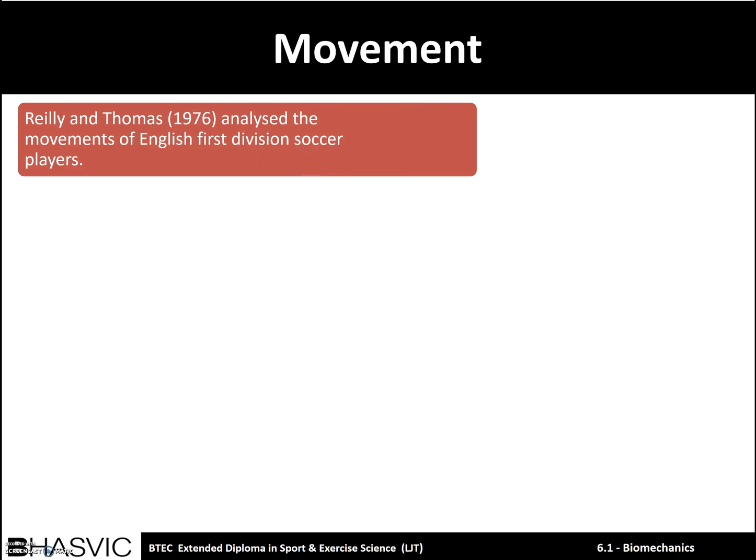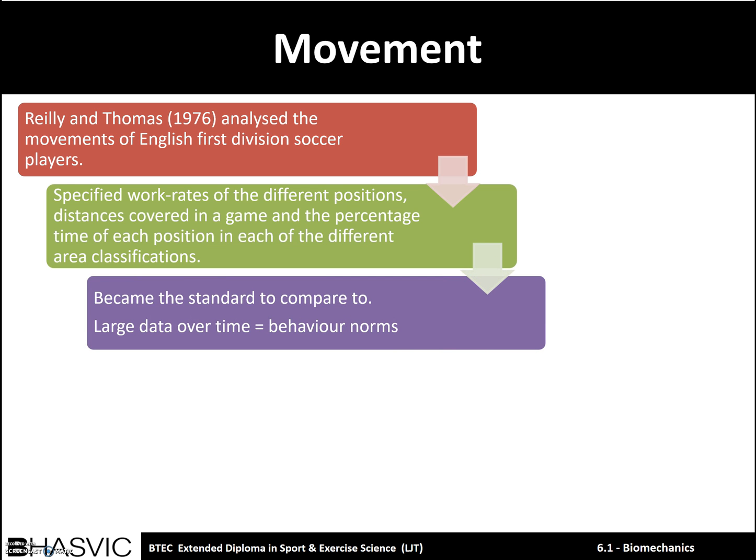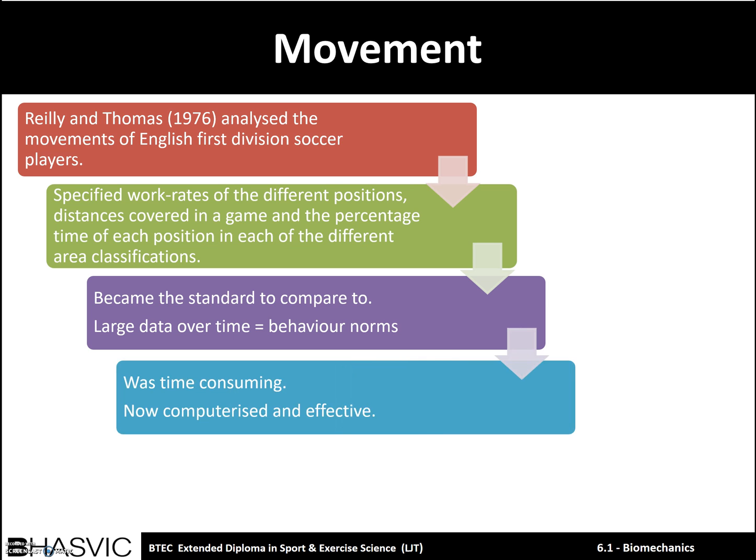Movement. Riley and Thomas analysed the movements of English First Division soccer players. They specified the work rates of the different positions and the distance covered in the game and the percentage time of each position in the different area classifications. That then became the standard to compare to, and so we could see the behaviour norms. This was, however, very time consuming, and now they are computerised, which is more effective and also quicker.